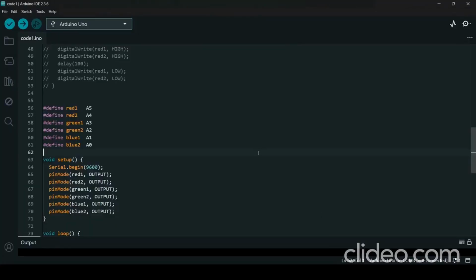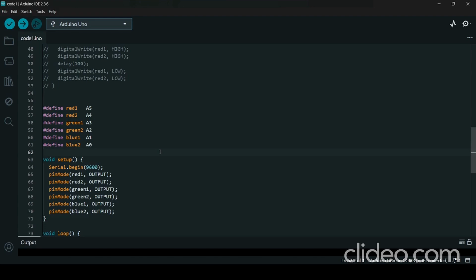Now let us discuss what is the difference between the analog pins and the digital pins. So the Arduino Uno has a built-in ADC, that means analog to digital converter, which converts the analog signal into a digital signal. So that is why we are able to take out the digital output or the digital signal from the analog pins with the help of this ADC. But the digital pins don't have a built-in DAC. DAC means digital to analog converter, which is just the opposite of ADC.